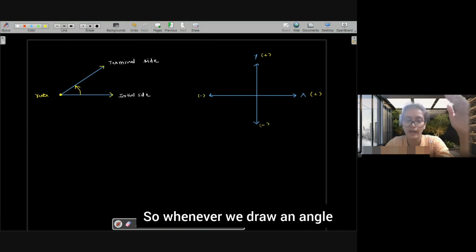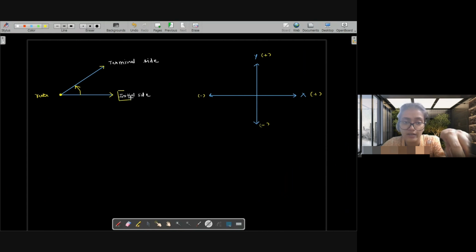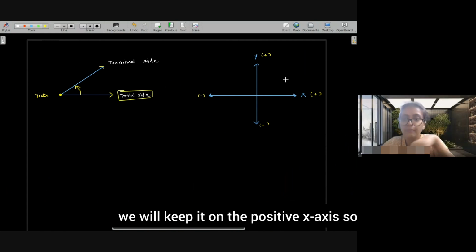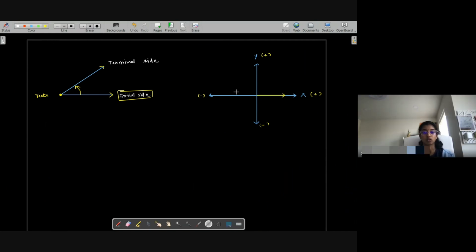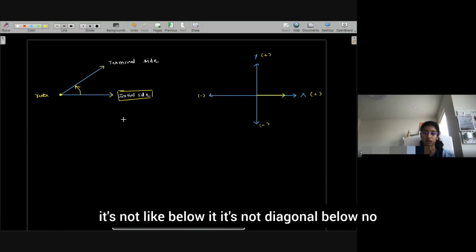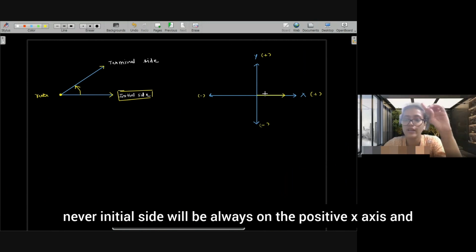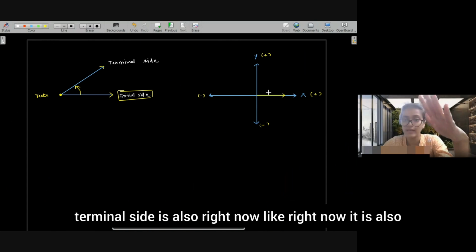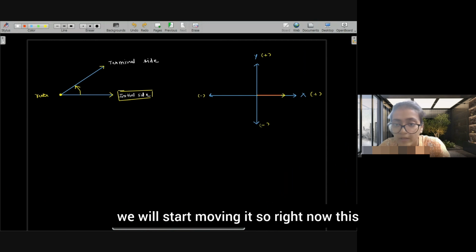So whenever we draw an angle, we keep the initial side on the positive x-axis. So let's say this is the initial side. The initial side is always on the x-axis. It's not below it, it's not diagonal below. No, never. Initial side will always be on the positive x-axis. And the terminal side is also here right now, but now we will start moving it. So right now this is the terminal side.